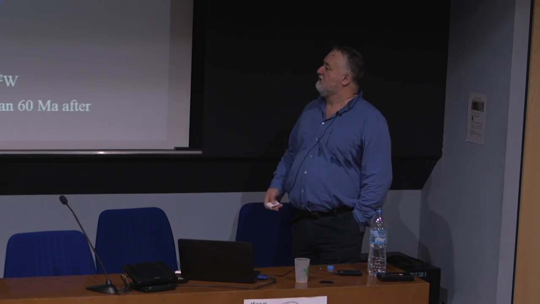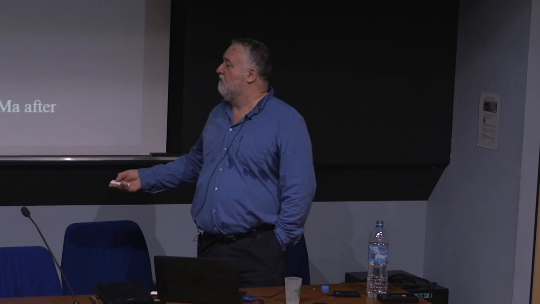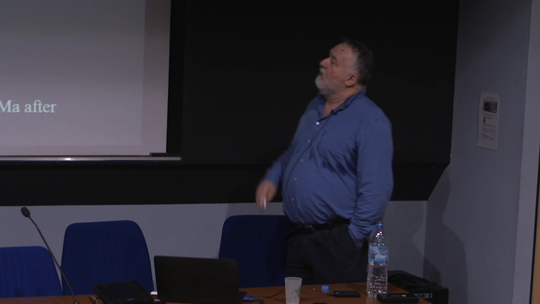Of course, if I talk about this, it is because we have some excess of tungsten in the silicate, in the mantle. This means that the differentiation took place less than 60 million years after the nucleosynthesis of hafnium-182. We can have more precise results.